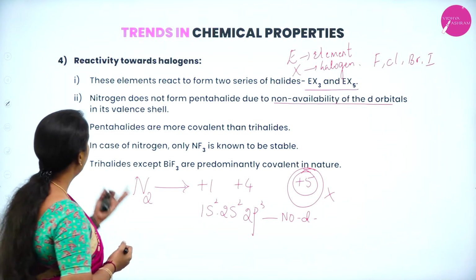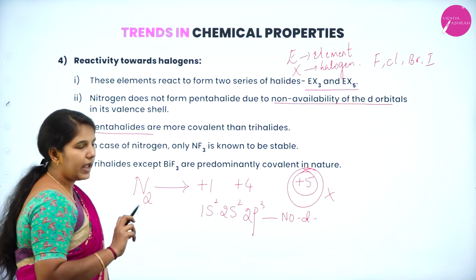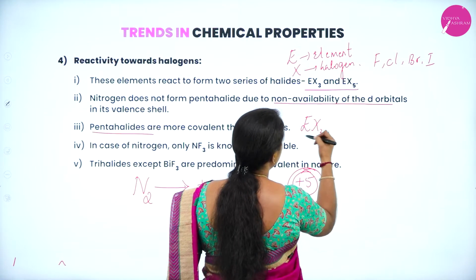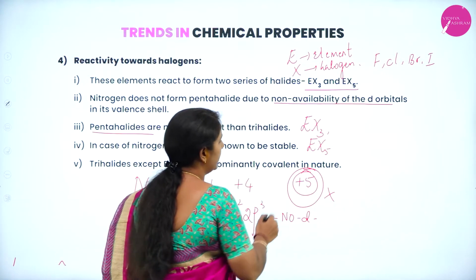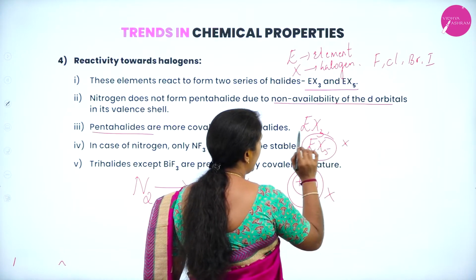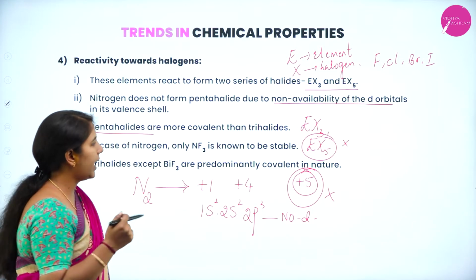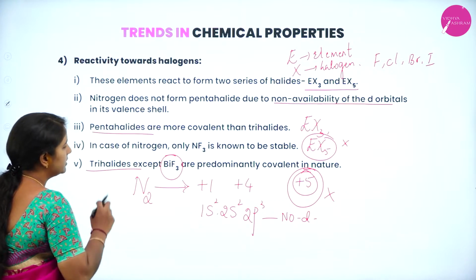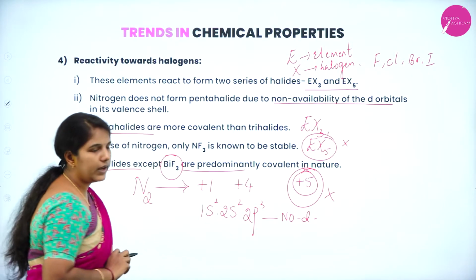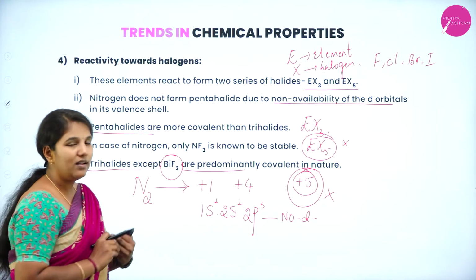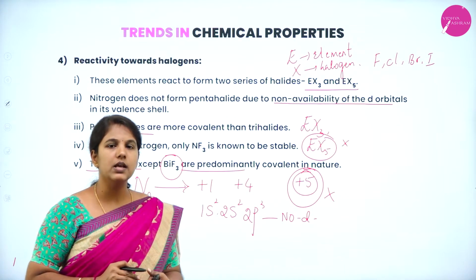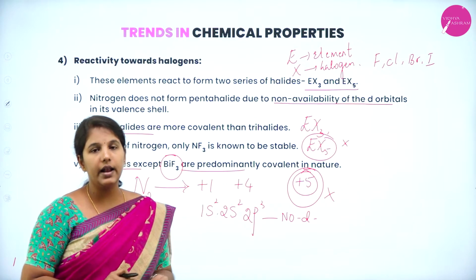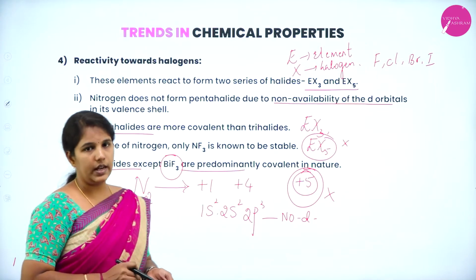Then the pentahalides are more covalent than the trihalides. This is a trihalide and this is a pentahalide. Only nitrogen will not form a pentahalide, whereas all the other elements can form a trihalide and a pentahalide. Trihalides are, except for bismuth trihalide, prominently covalent in nature. So this is how we can clearly understand that these group 15 elements, when reacting with halogens, form different trihalides and pentahalides due to the variable oxidation state.